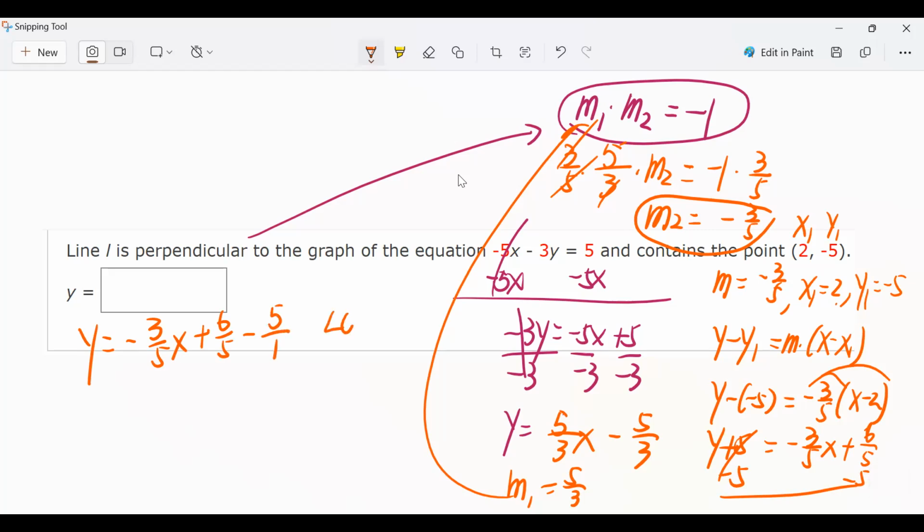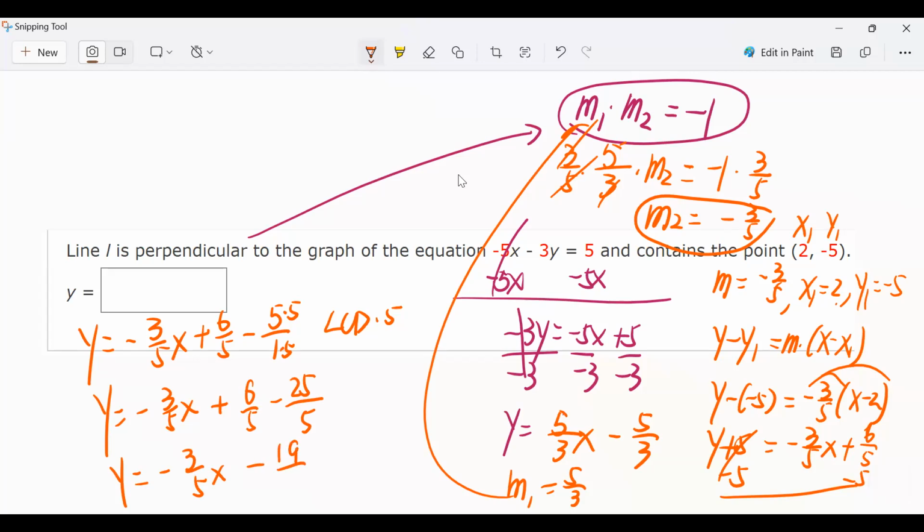The fraction LCD is 5, and we multiply 5 here. We get y equal to -3/5 x, and 6 minus 25 is -19, so 6/5 minus 25/5 gives y equal to -3/5 x minus 19/5. Yep, so that's the answer. Any questions?